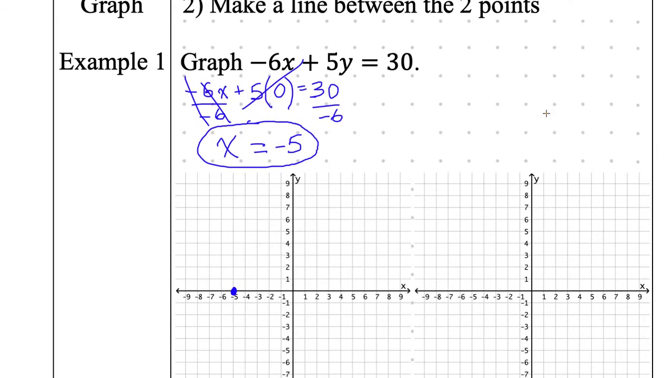All right, I need to now do the y-intercept. Someone help me out. What am I doing first to find the y-intercept? And you guys can go ahead of me. You don't have to wait for me. To find the y-intercept, Charles.